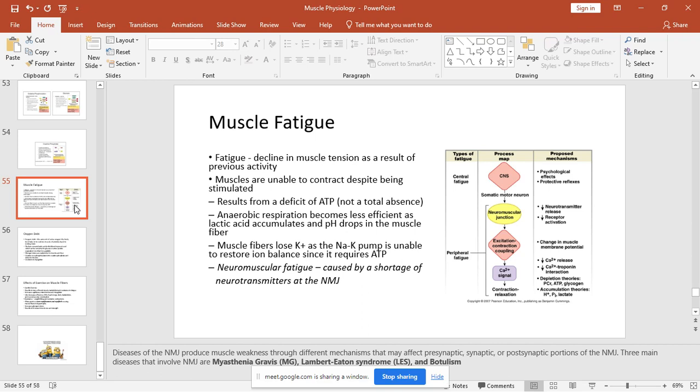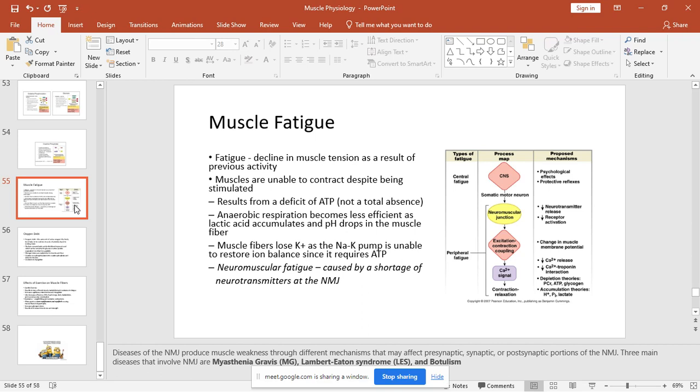So we can talk about the concept of muscle fatigue. Muscle fatigue is when you have a decline in muscle tension as a result of previous activity. When there's muscle fatigue, your muscle will be unable to contract despite stimulation. It may happen in a situation when you do not have ATP anymore. It doesn't have to be a complete absence of ATP, so shall we just say, when there's depletion of ATP, your muscle is not going to contract anymore.